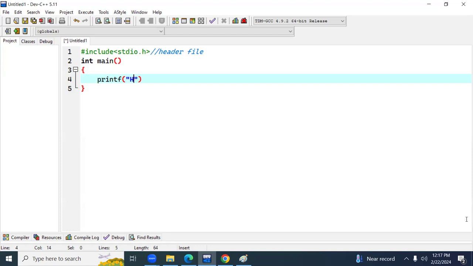Now I am just printing hello world. Whatever message you are typing over here, always write it in double quotation marks. And normally after a sentence ends we write a full stop, yes or no? Here we write a semicolon, which indicates this is the end of the statement and the line.